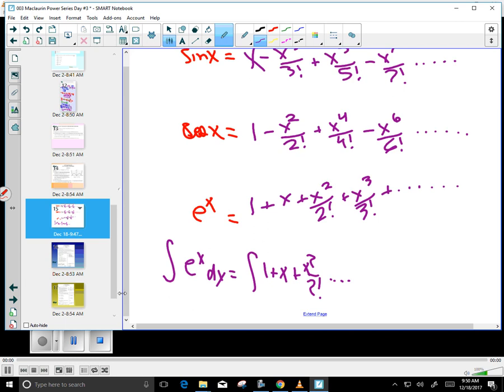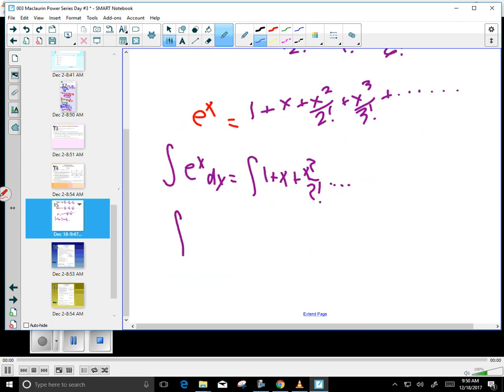But what if I did something like this? E to the x squared. Now, at first glance, you might say, well, it's just e to the x squared. But it's not, because you need a u of 2x, or just x there, in order to do that. We can't do it. This is impossible. You've never been able to integrate that until now. Now you can.